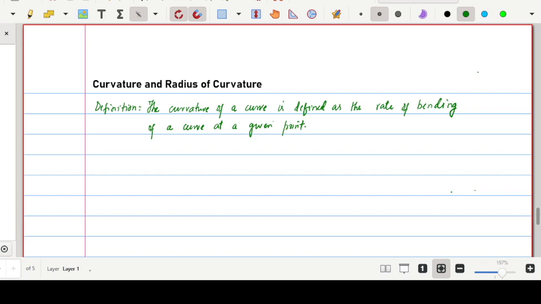तो इसका मतलब ये है कि हमें देखना है कि किसी पर्टिकुलर पॉइंट पे कर्व कितनी बेंड होती है। तो अगर वो ज़्यादा बेंड होगी तो हम कहेंगे उसका कर्वेचर वहाँ पे ज़्यादा है, अगर वो थोड़ी सी बेंड होगी तो हम कहेंगे उसका कर्वेचर कम है। Now suppose here we take some examples.